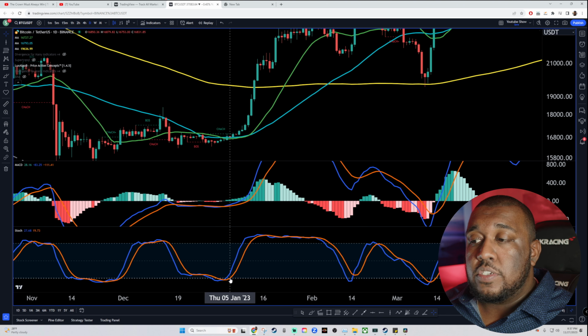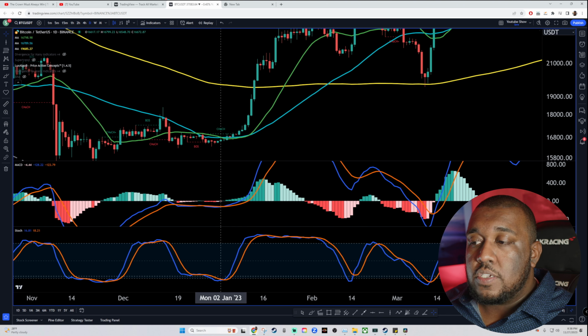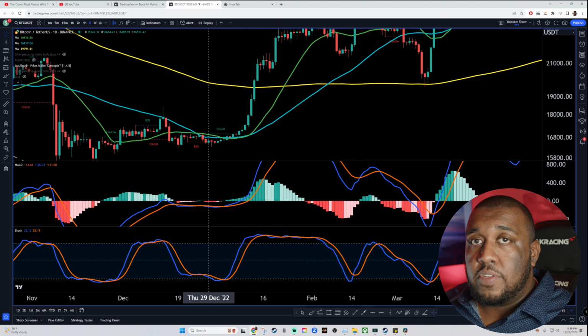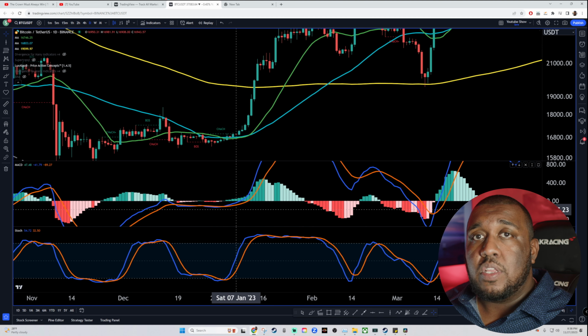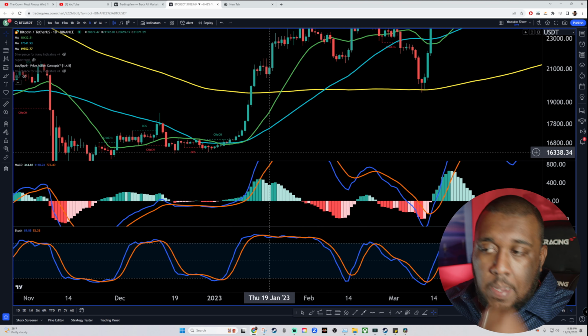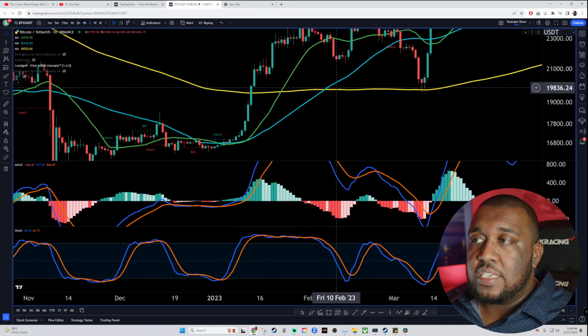And then what you're looking for is the stochastic to have a bullish crossover somewhere towards the bottom of the screen, which means it's a little bit more oversold, which means you're actually getting a good deal relative to where the price is going to end up. So you see that happen here, and that's been a good move.